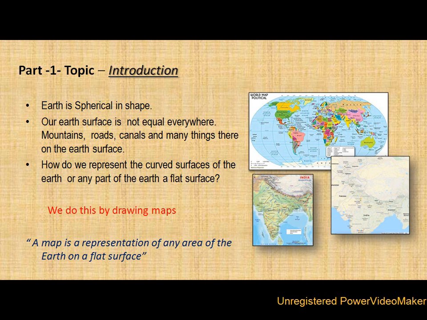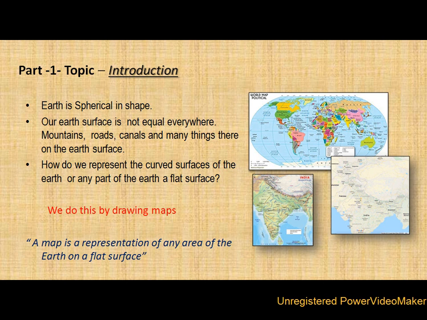In the introduction part, we are going to rewind or revise the things which we already studied in class 6. You know that Earth is in spherical shape. Our Earth's surface is not equal everywhere. Mountains, roads, canals, and many things are on the Earth's surface. How do we represent the curved surface of the Earth or any part of the Earth on a flat surface? We do this by drawing a map.